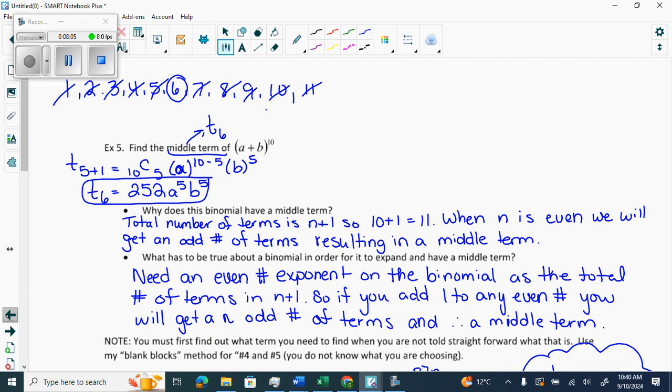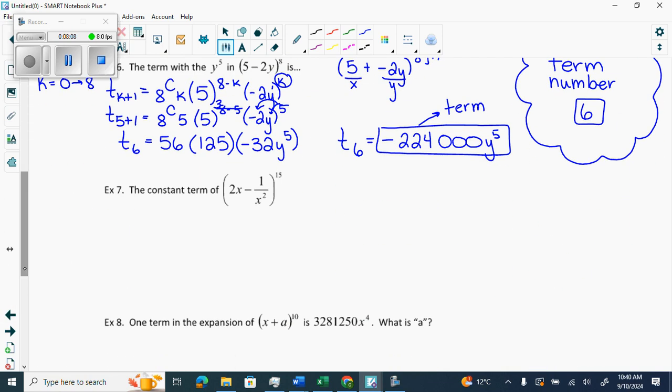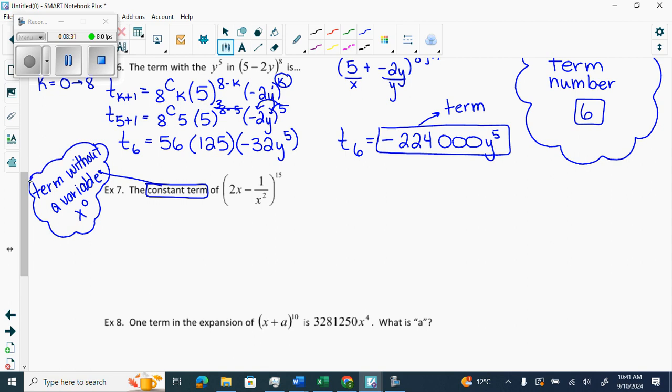Okay, so we're going to our notes. We can pick up our pencils. This one wants the constant term. The constant term is the term without a variable. And in this case, that's an x to the 0, because x to the 0 equals 1, which gets rid of the x. Correct?